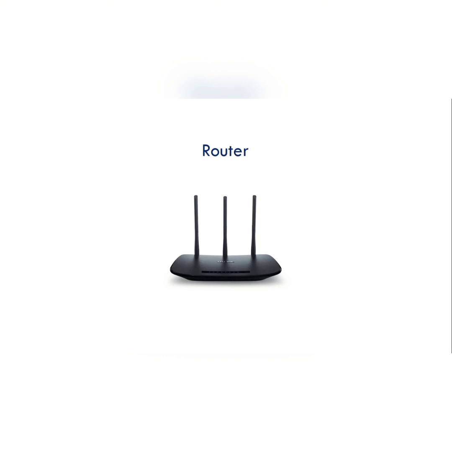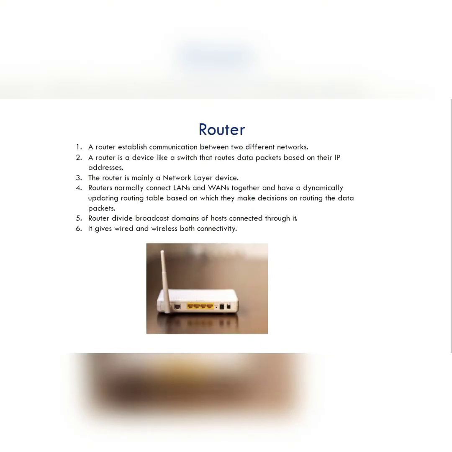So next, what is a router? A router establishes communication between two different networks. A router is a device like a switch that routes data packets based on their IP address. So a router is a network layer device. All the devices which work on the network layer of the OSI model have to deal with the IP address, which means the router.